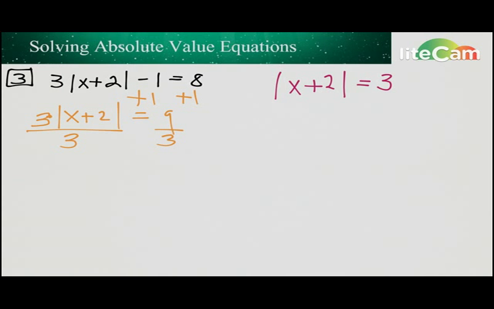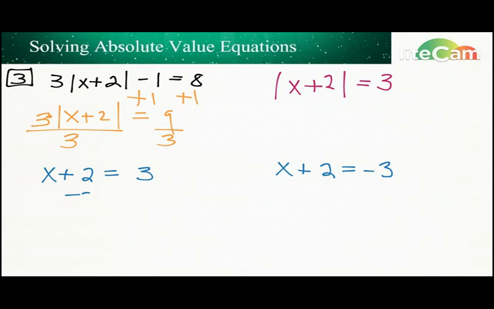So let's do that right here. We've got x plus 2 equals, first my positive 3, and x plus 2 equals the negative 3. Now if I subtract 2 over, I get x equals 1. And if I subtract 2 over here, I get x equals negative 5.